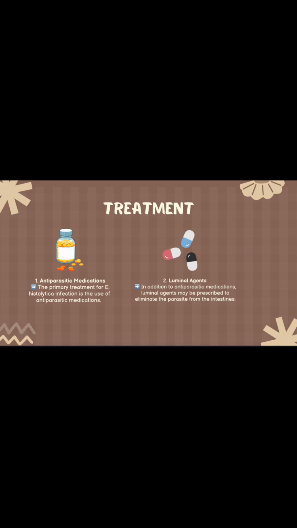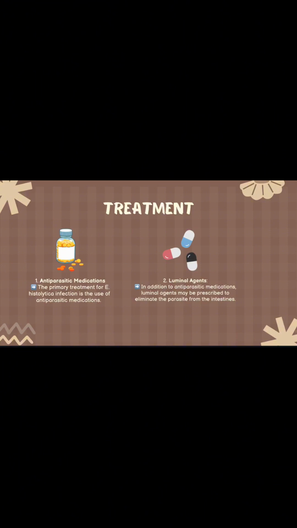The treatment of Entamoeba histolytica infection typically involves the use of specific medication to eliminate the parasite. First is the antiparasitic medication. It is the primary treatment for Entamoeba histolytica infection. The most commonly used medication is metronidazole, which is effective against both trophozoites and cyst forms of the parasite.